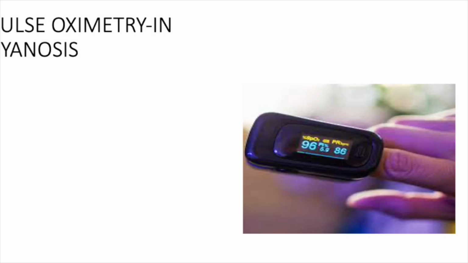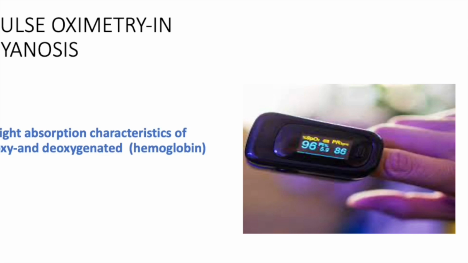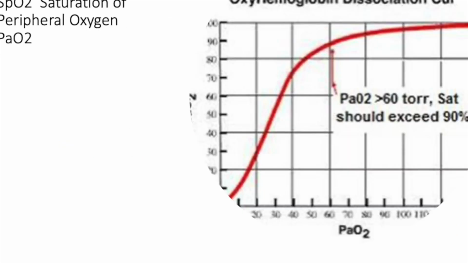So what is pulse oximetry? Pulse oximetry is based on the principle of differential absorption of oxy and deoxyhemoglobin when infrared and red light is passed through the fingers. You should not get confused with the SpO2 and PaO2. SpO2 is the saturation of peripheral oxygen determined by pulse oximetry, and PaO2 is the oxygen tension in the blood determined by ABG. Look at the oxygen dissociation curve.